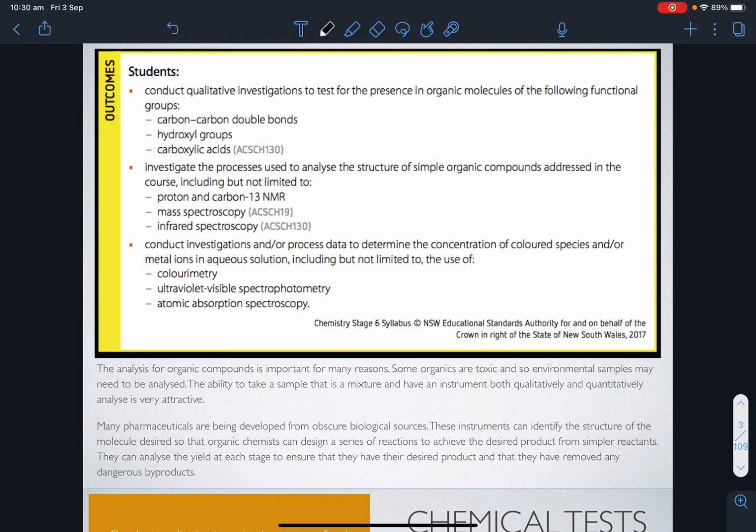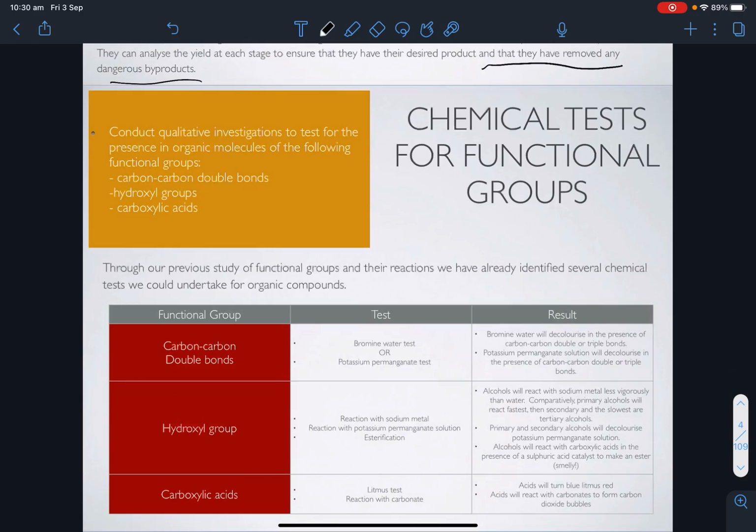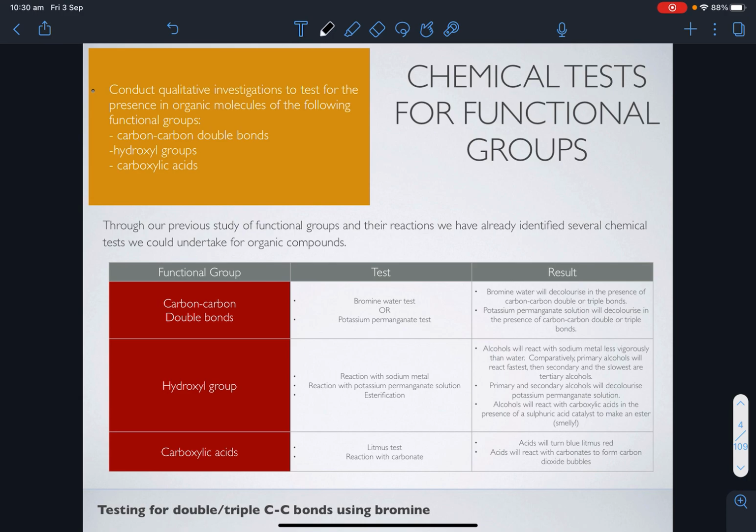These instruments can also analyze the yield at each stage of these reactions, so how good and how much we're getting, and ensure that we've got the correct product that we're looking for and not some other side product that's going to poison and kill us. And so they can and have removed any dangerous byproducts. First up, we're going to talk about chemical tests for functional groups.